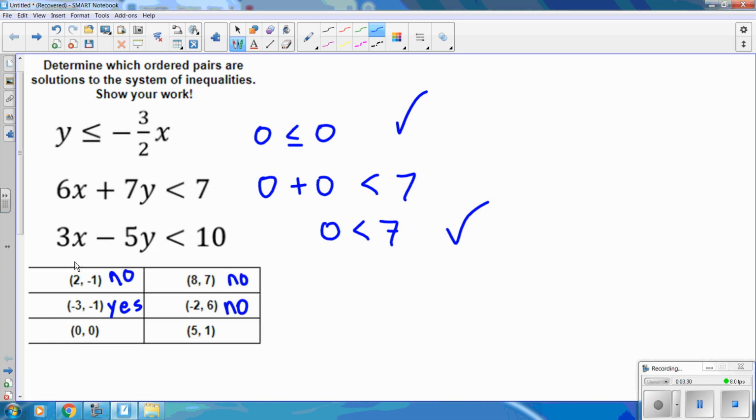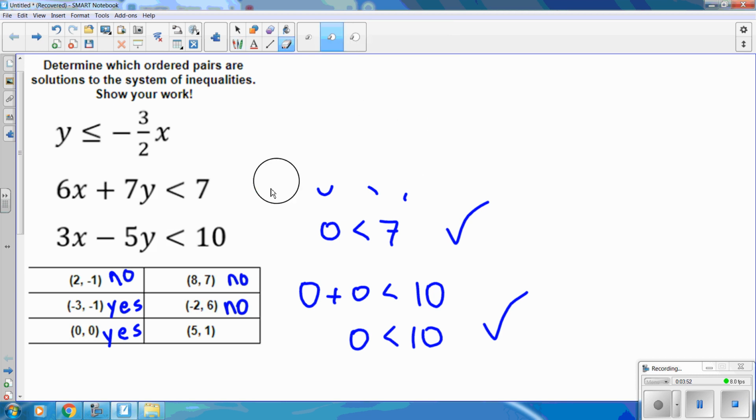And we're going to plug 0, 0 in for x and y in this inequality. 3 times 0 is 0. Negative 5 times 0 is 0. And now we'll have 0 less than 10. That's also a true statement, so therefore 0, 0 is a solution to the system. It works for all three.